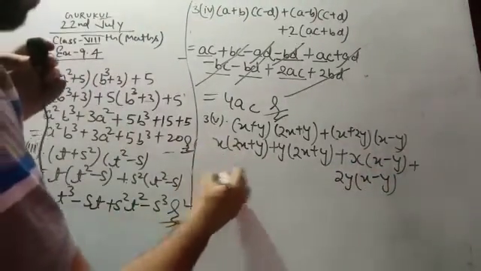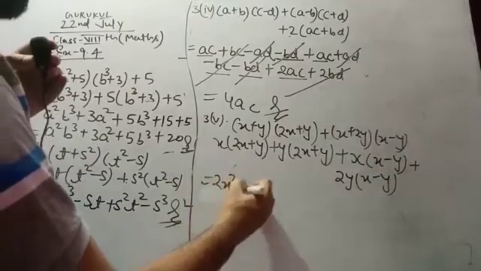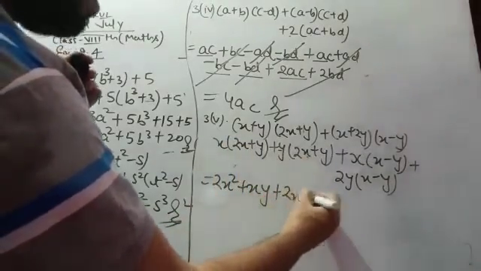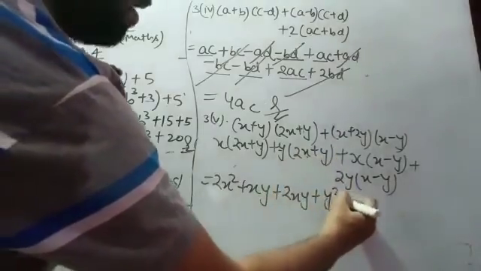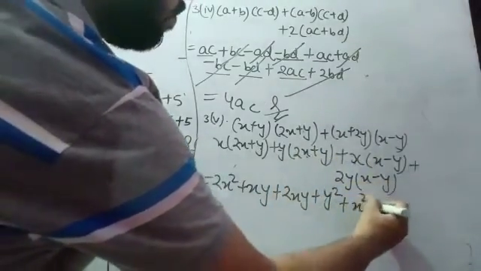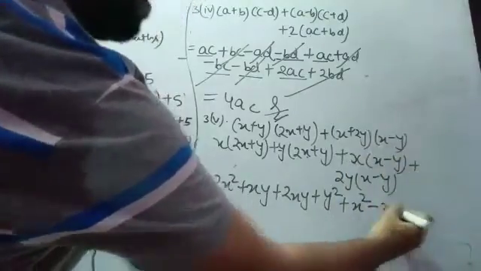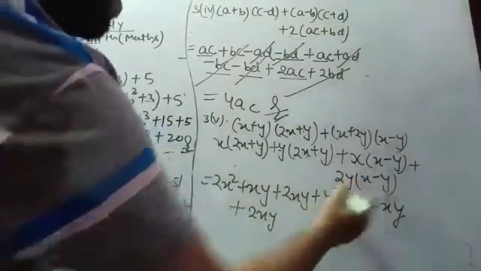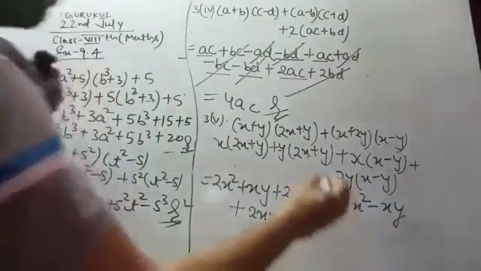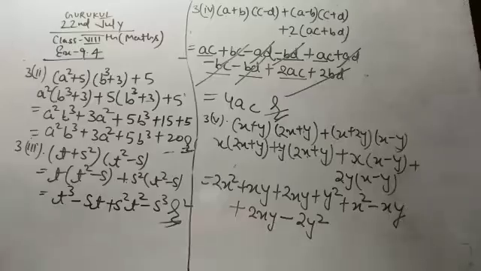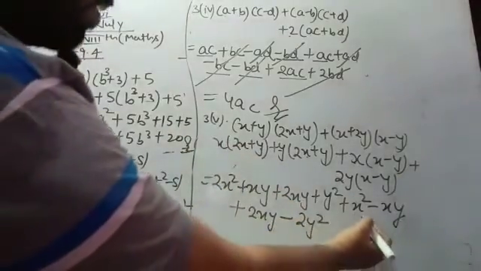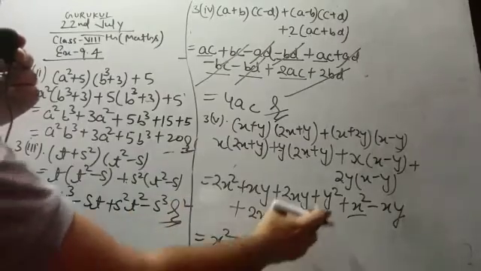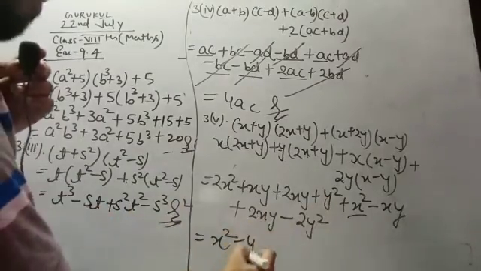Now open this bracket, 2x into x, 2x square, x into y, xy, 2x into y, 2xy, y into y, y square, x into x, x square, x into minus y, this will be minus xy, 2y into x, 2xy, 2y into minus y, this will be minus 2y square. Now again we should just solve the like terms. Only one x square is there, so x square, y square minus 2y square, this will be minus y square.